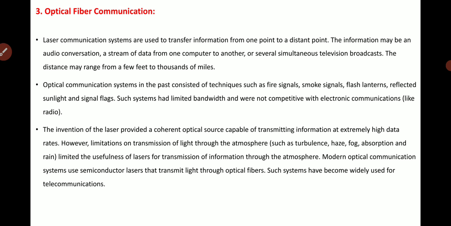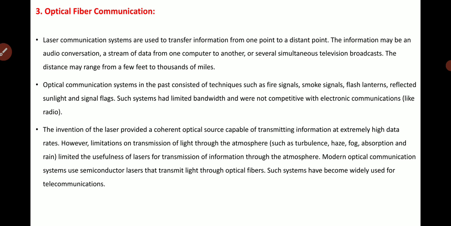And the last, the third scientific application, is optical fiber communication. This is the last point of module number 4 of the course. In this lecture, we have completed the second course, laser fundamentals and its applications. Then optical fiber communication, the third scientific application of laser.